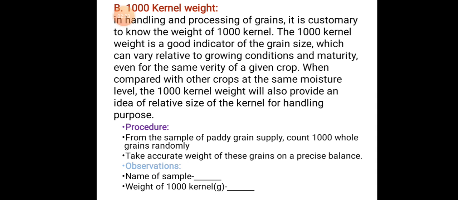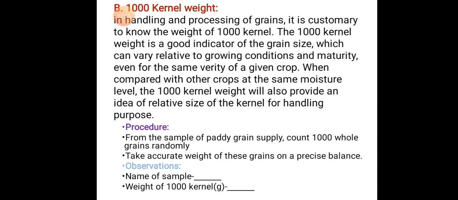1000 kernel weight. In handling and processing of grains, it is customary to know the weight of 1000 kernels. The 1000 kernel weight is a good indicator of the grain size, which can vary relative to growing conditions and maturity, even for the same variety of a given crop. When compared with other crops at the same moisture level, the 1000 kernel weight will also provide an idea of relative size of the kernel for handling purposes.